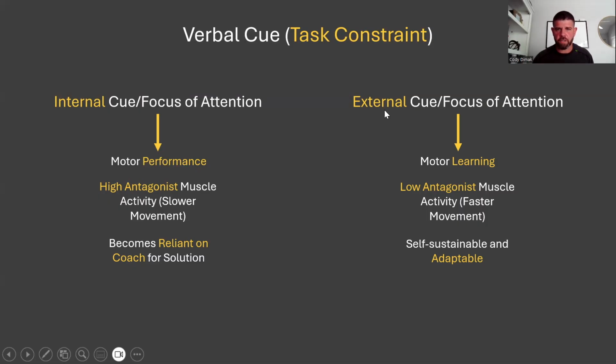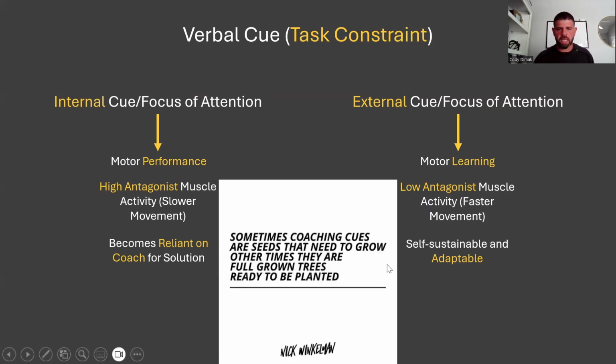But if I use external cues, these make athletes more self-sustainable and adaptable. Remember, we don't want them to become adapted for high performance in practice. We want them to become adaptable in the game, i.e. learning, okay, retention, right? So PhD Dr. Nick Winkelman has a great quote here. Okay. Sometimes coaching cues are seeds that need to grow.